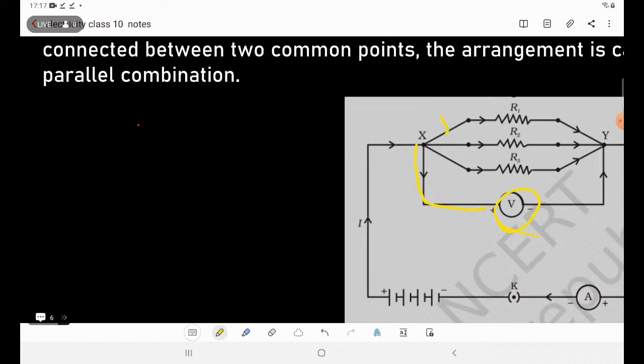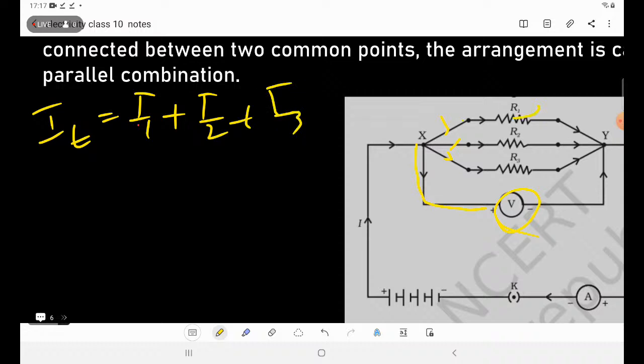Second, current gets divided in different ways. However many resistors you keep, that many paths it will take. So that means a different amount of current. So I can write IT, that is total, is equal to I1 plus I2 plus I3.